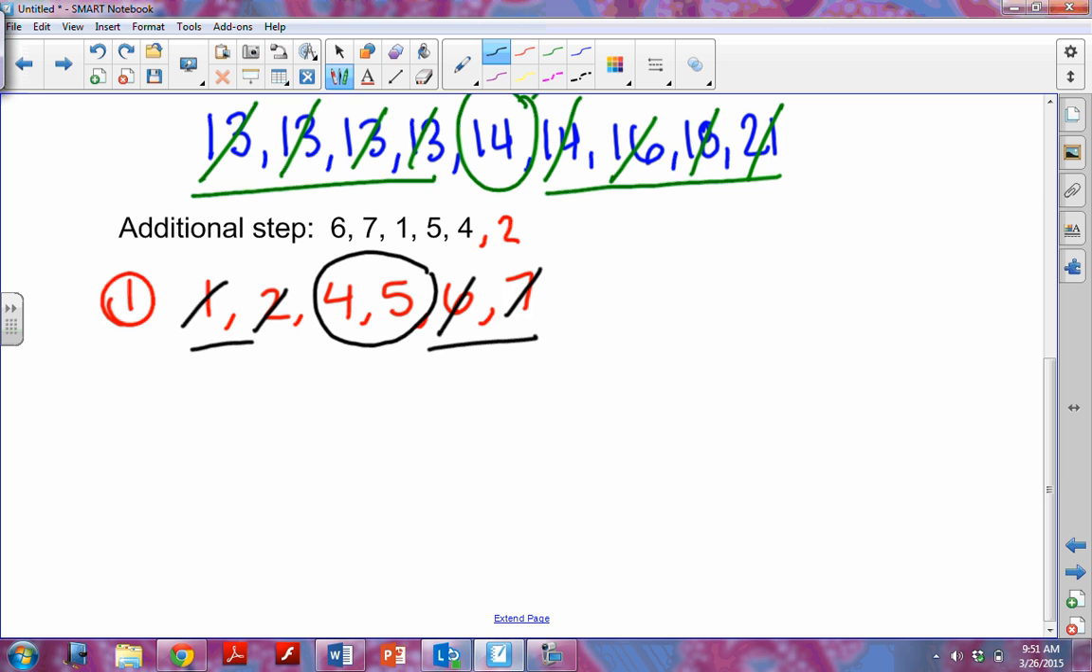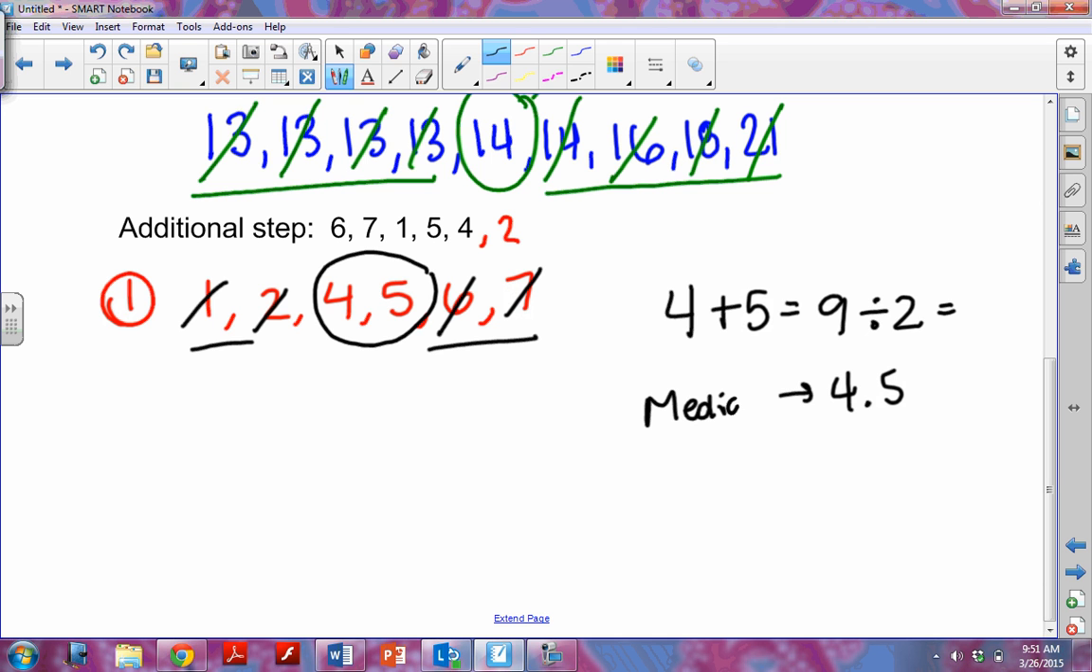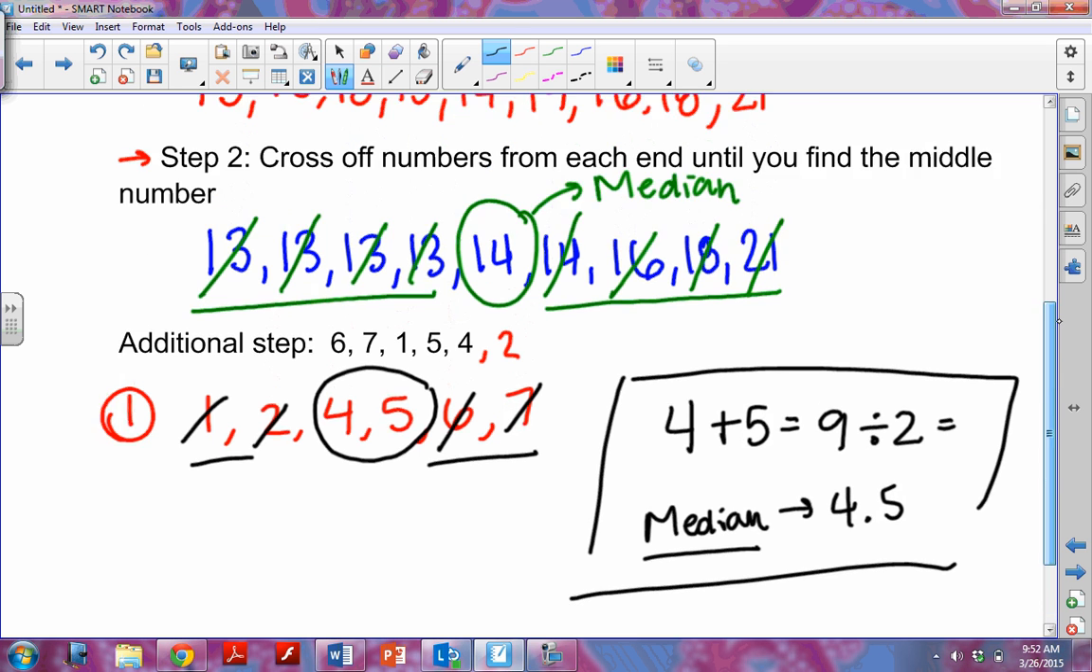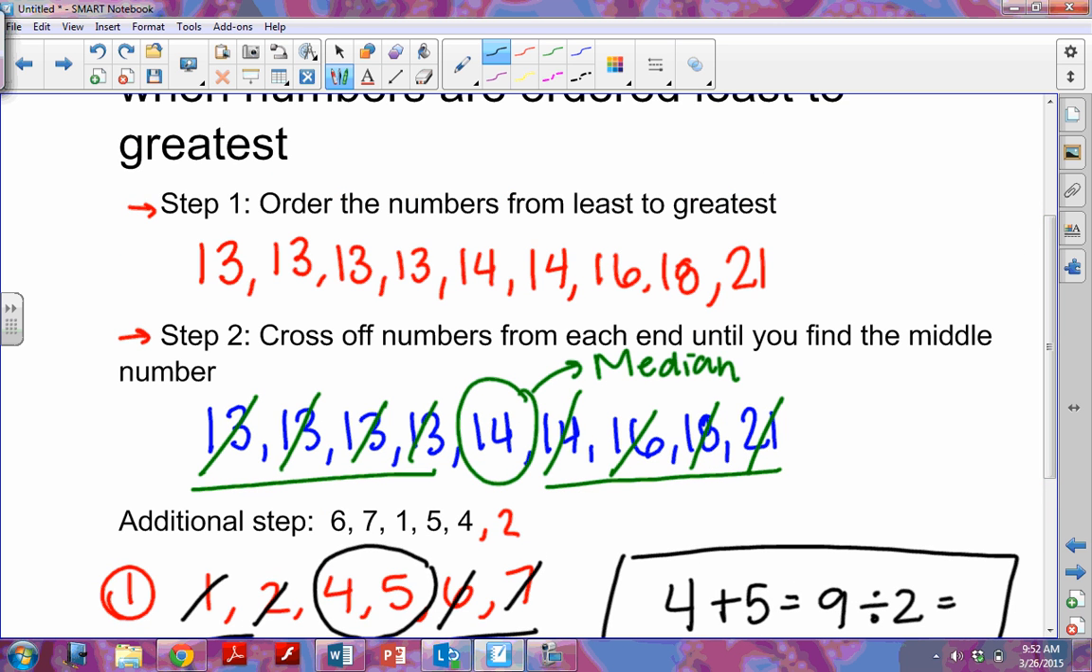When you're left with both numbers in the middle, you add them up. So I'm going to take 4 plus 5, and that gives me 9. Since there are 2 numbers, I'm going to divide what I just added by 2. So 9 divided by 2 gives me 4.5. That means my median is 4.5. If you have an even number of data points, you always have to do this extra step. If you have an odd number of data points, it always comes out to the one that's in the middle.